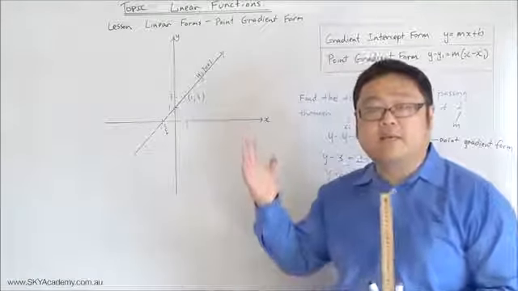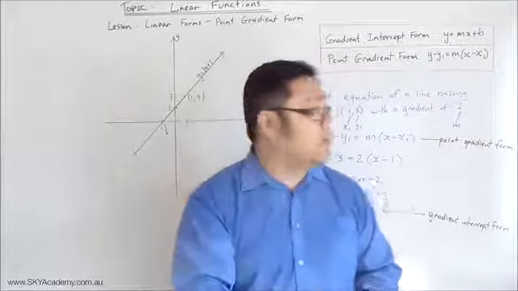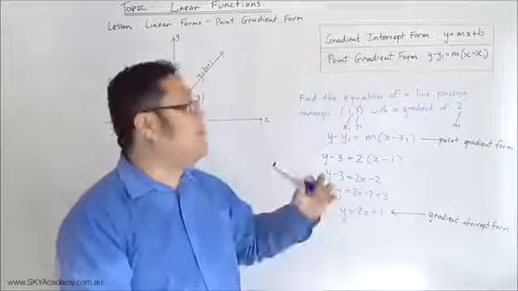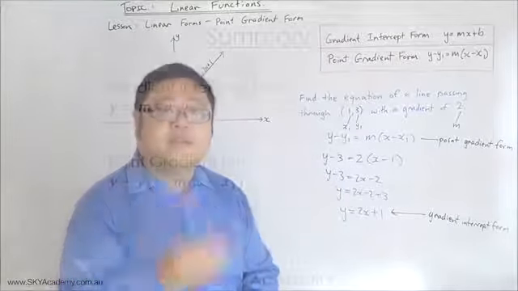Does that make sense? Alright, so what I might get you to do is have a look at that, take it all in. That's what we call the point gradient form. And now we know two forms, the gradient intercept form and the point gradient form. Thank you very much for watching.